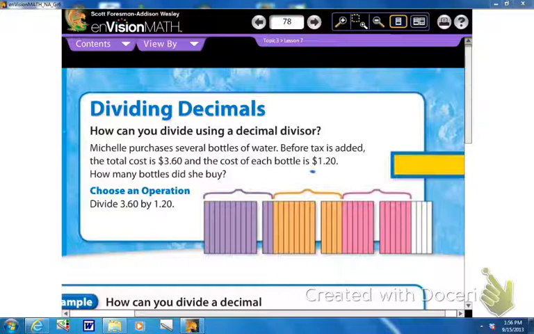So we're trying to figure out how many $1.20 are in $3.60. So they give you a little visual down here. 3.60, or 3 6/10, divided by 1.20. So here's 1.2, or 1 2/10, or really if you want to think of it as 12 tenths, and then 12 more tenths, and then 12 more tenths.